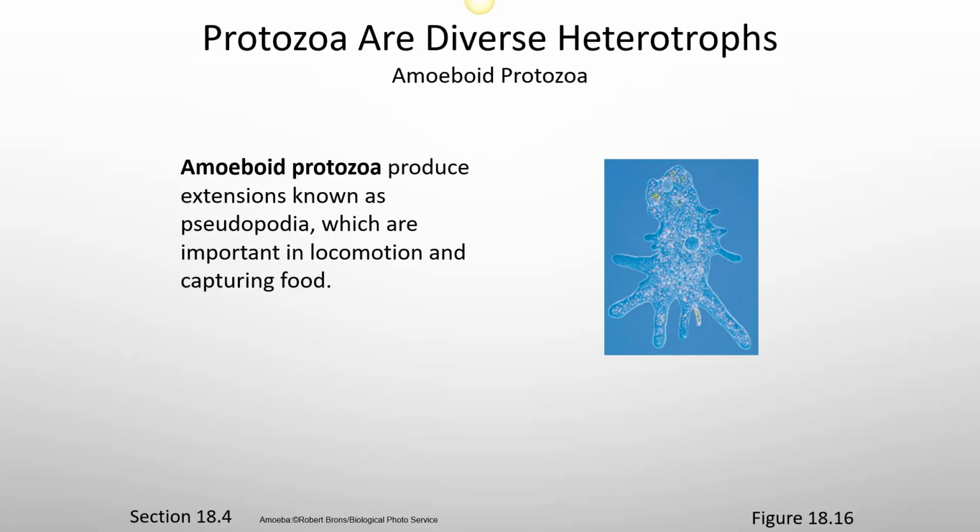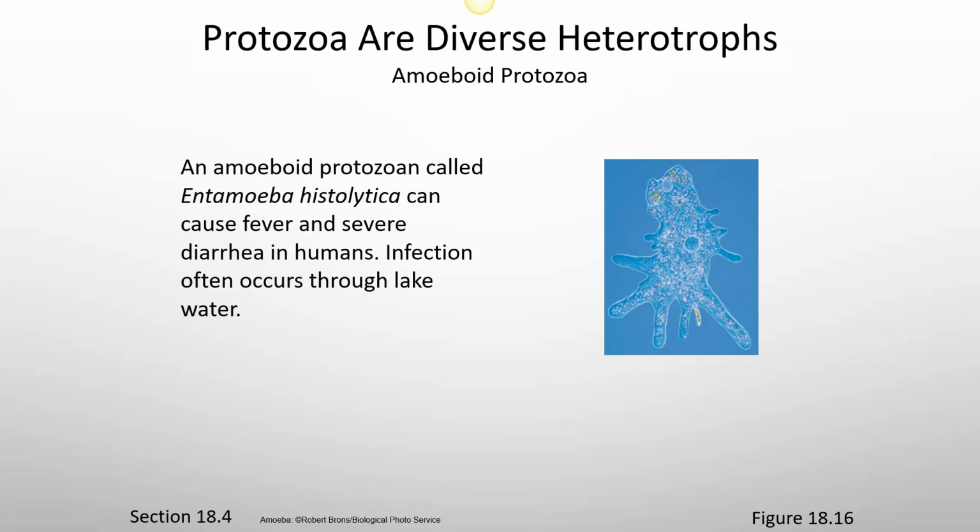Amoeboid protozoa produce extensions known as pseudopodia, so that's how they move. The flagellates move using flagella, and the amoeba move using pseudopodia, or pseudopods. Those are important in locomotion and capturing food. They will extend out one of these, and then the rest of the body kind of oozes forward, and then they'll extend it out again, and the rest of the body oozes forward. And when I say body, this is one cell. It's a single-celled organism, and that's what makes up the entire body of the organism. It's just one cell.